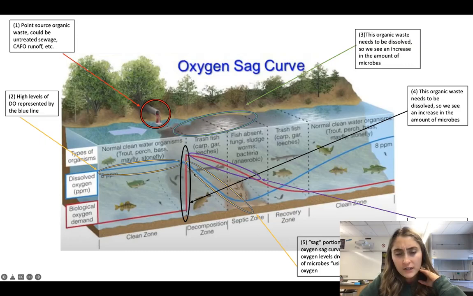This portion that you're looking at right here, this is the actual oxygen sag curve. This is the sag portion of the curve, and the sag portion is being caused by increased microbial activity in the water. So this is kind of a deeper look into what eutrophication is actually causing.